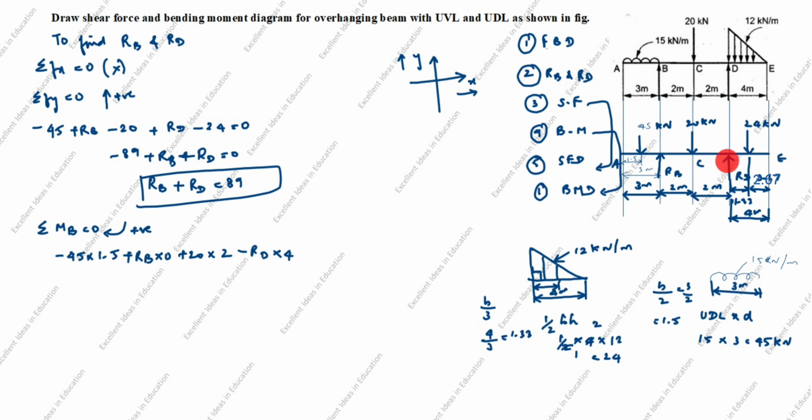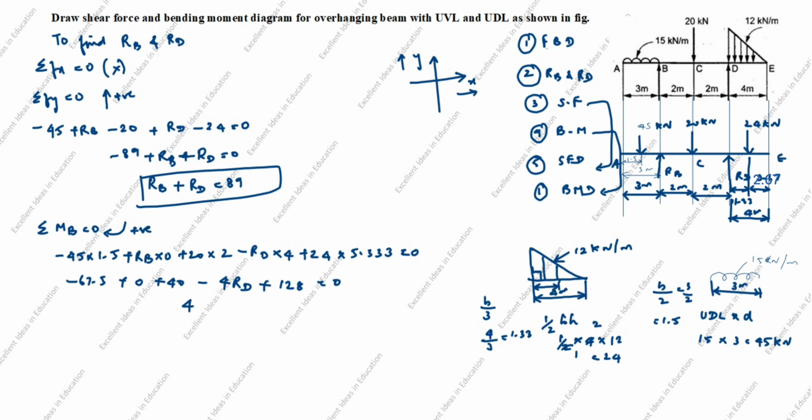Next, you see this force, the arrow comes down from here to here, clockwise. Clockwise is plus. Plus 24 into, what is the perpendicular distance from here to here? 2 plus 2, 4, plus 1.33, so 5.333. Minus 45 into 1.5 is minus 67.5, plus 0, plus 40, minus 4 RD, plus 24 into 5.33 is 128, equal to 0.